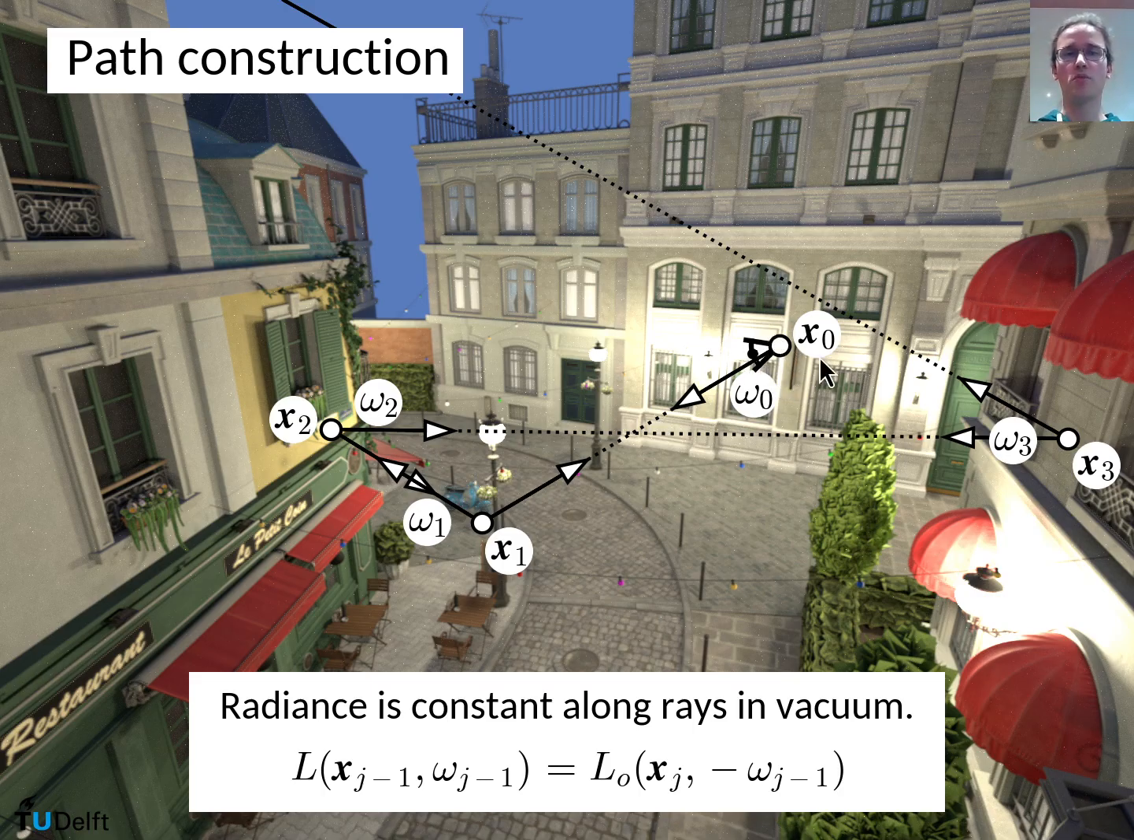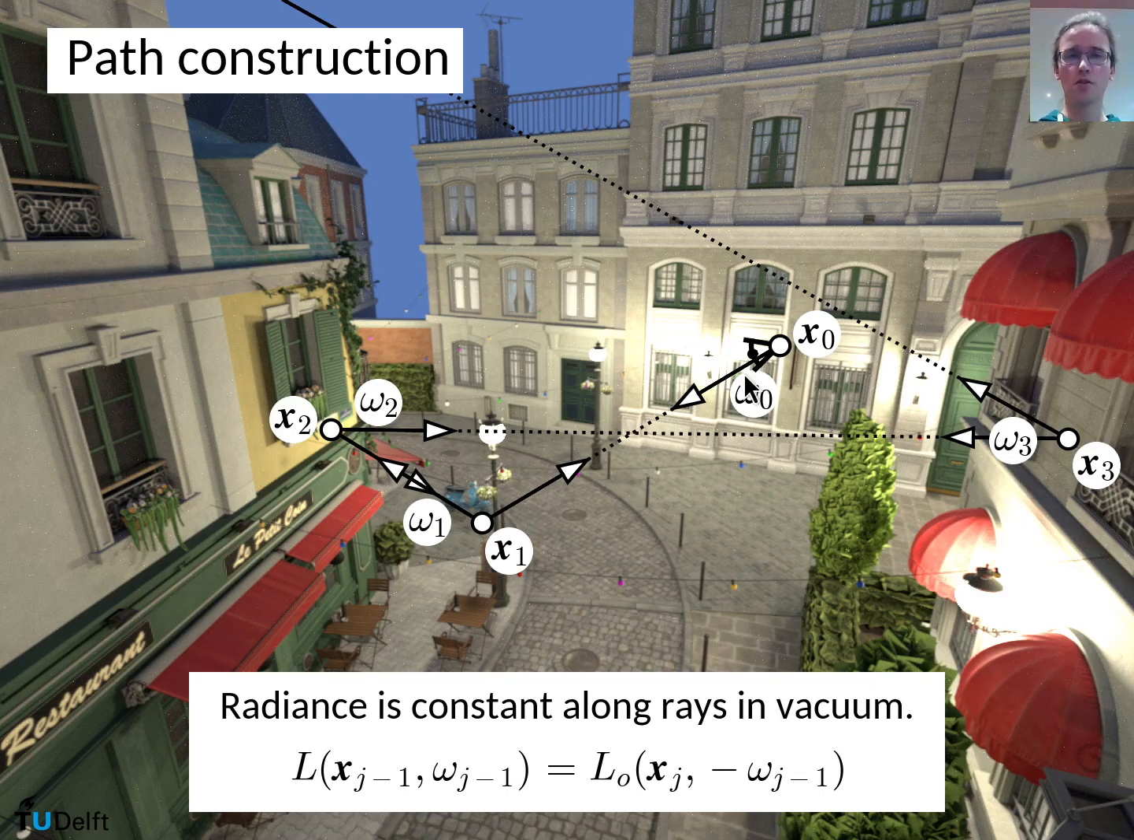So now we have a contribution to our image. And this is how path tracing constructs paths. That's why it's called path tracing, because you do ray tracing repeatedly to construct a path. And you get a path because every time you want to know the outgoing radiance, you use a Monte Carlo estimate with only one direction.